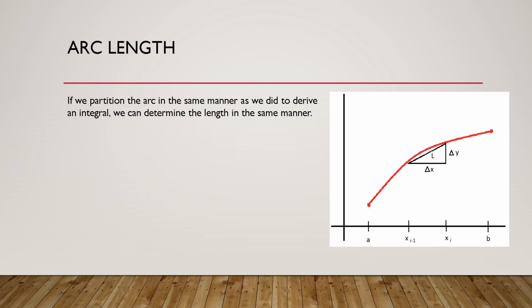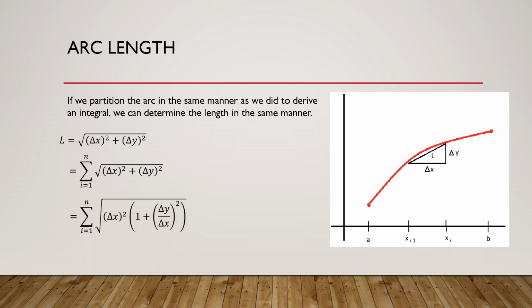If we partition the arc in the same manner as we did to derive an integral, we can determine the length in the same manner. The length from the distance formula of any segment is the square root of delta x squared plus delta y squared. The length of the entire segment is then the sum from i equals 1 to n of the square root of delta x squared plus delta y squared. We factor out a delta x squared term, which will give us delta x squared times the quantity of 1 plus delta y over delta x squared under the same radical.